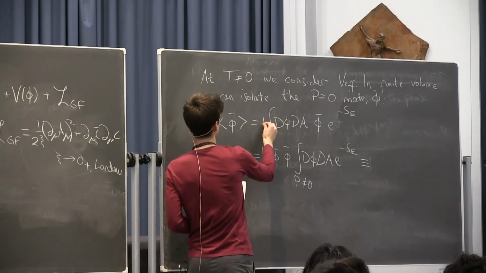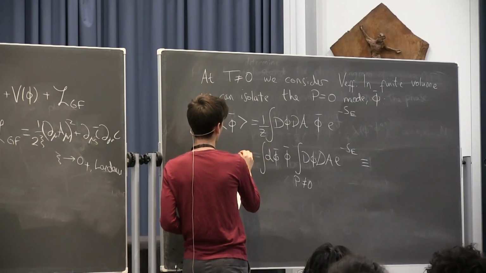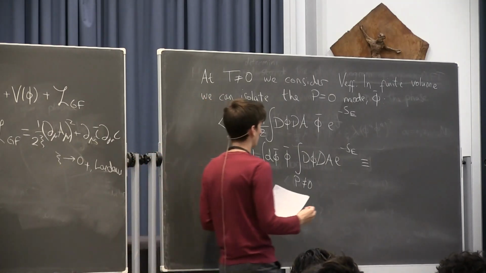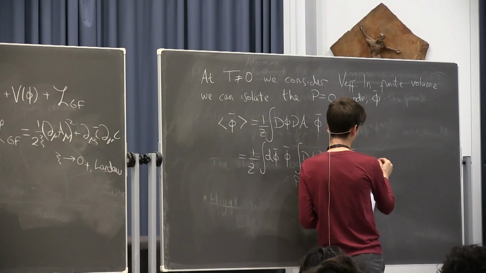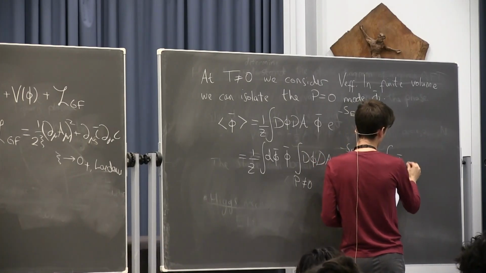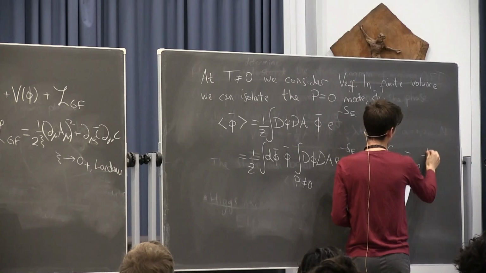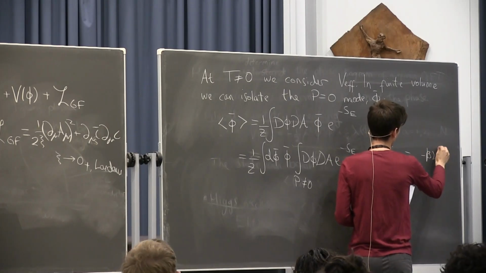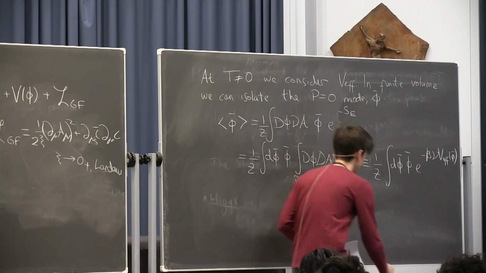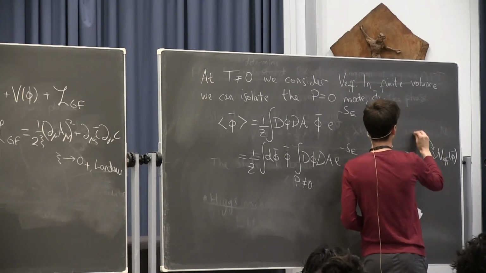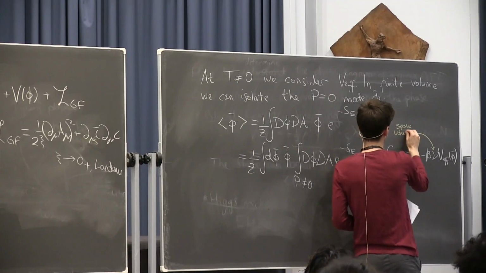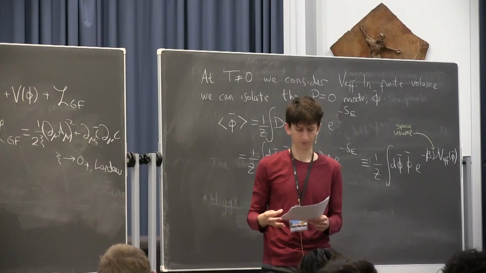I guess I should have had a 1 over z. I could have put it in my measure, but I didn't. And we're going to call the resulting quantity our effective potential. So this is a definition of our effective potential. This is the spatial volume. And beta is 1 over the temperature.